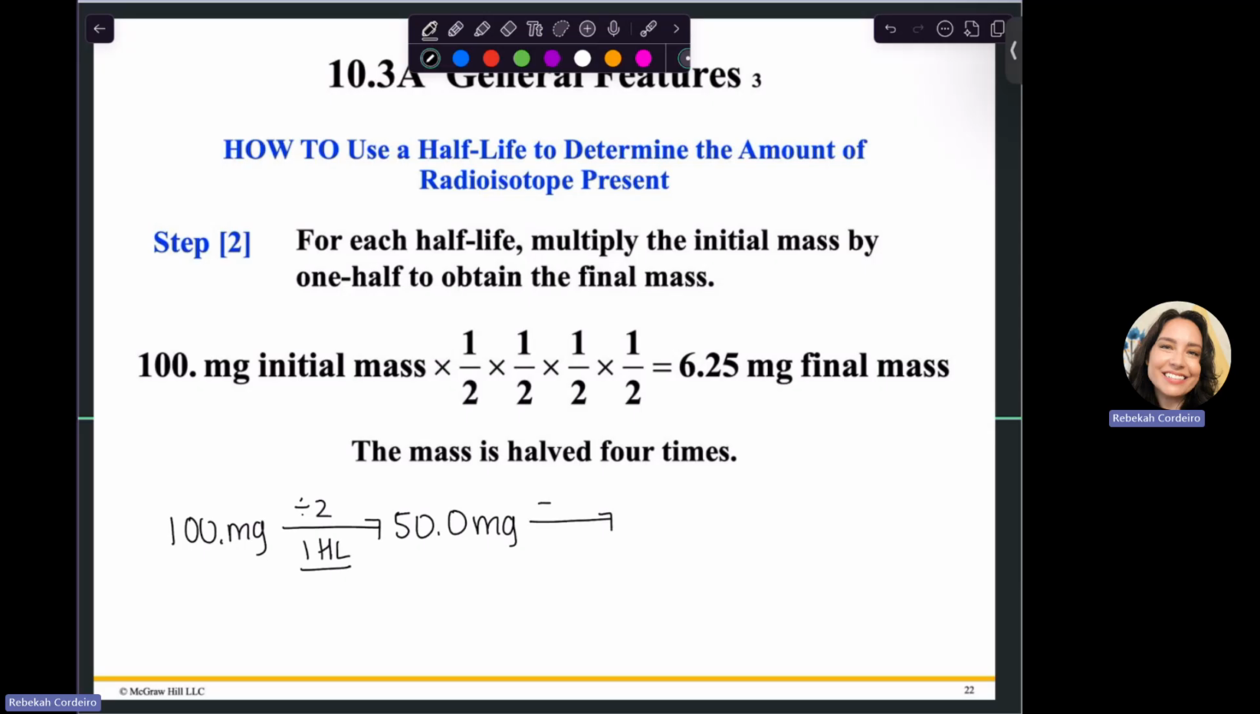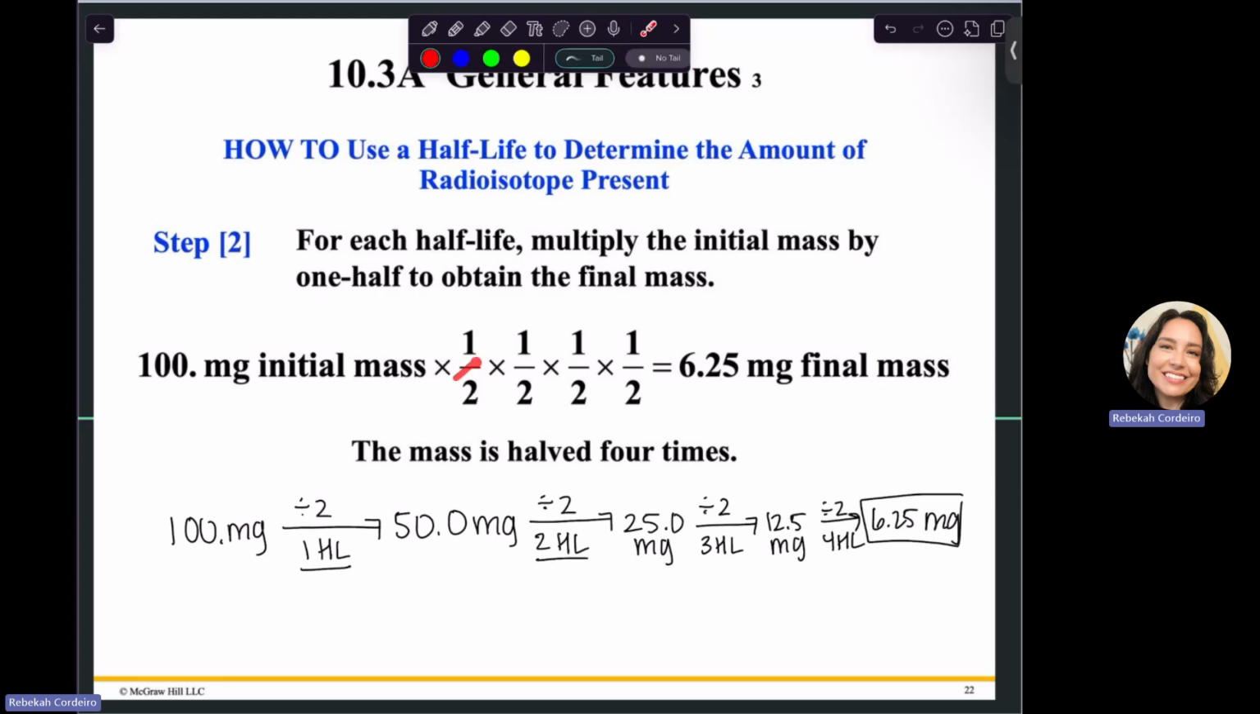The next half-life, we're going to cut it in half 1 more time. So we've got 4 half-lives to go. So there's 2 half-lives. This would be 25.0 milligrams. We'll cut it in half again. That's 3 half-lives. This is going to be 12.5 milligrams. And then we'll cut it in half 1 more time. That's 4 half-lives, and that's going to be 6.25 milligrams, which is my final answer.